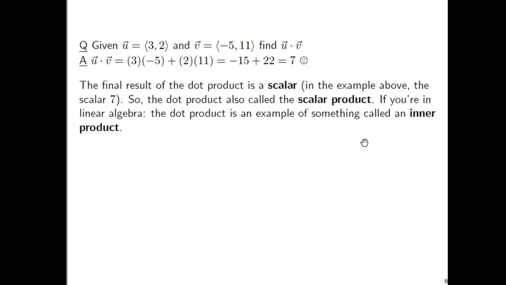If you're in linear algebra, the dot product is an example of a thing that's called an inner product. Sometimes in linear algebra, towards the last week of the semester, you might get around to this topic called inner products. I just mentioned it for fun, just a little factoid. You would never get quizzed on this in this class, and very often a linear algebra class doesn't even get around to talking about inner products.